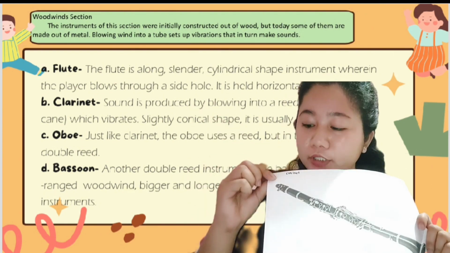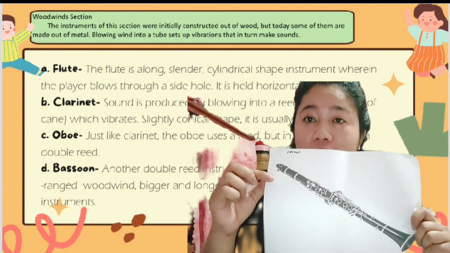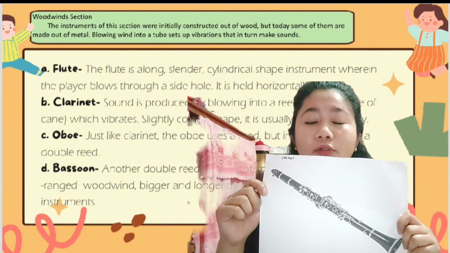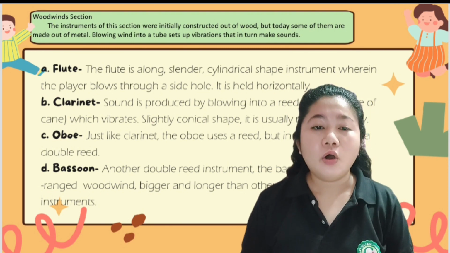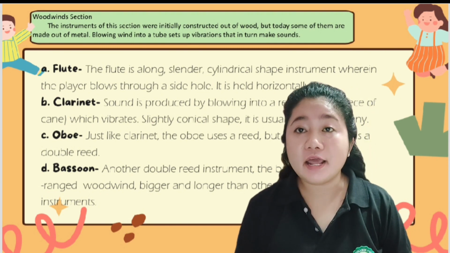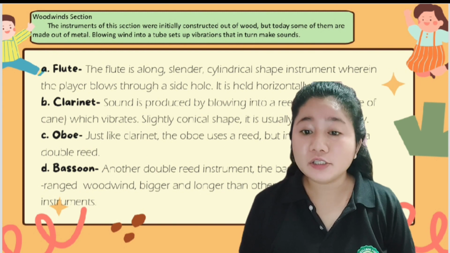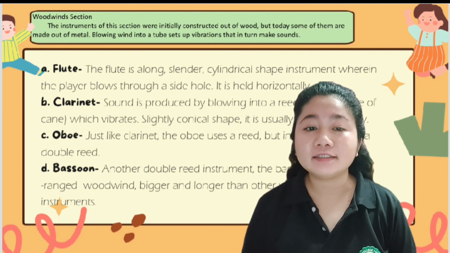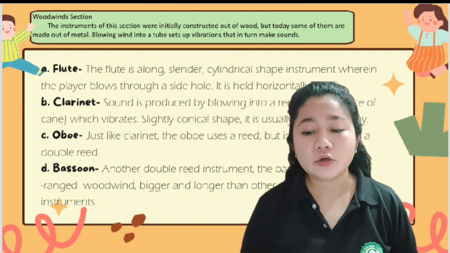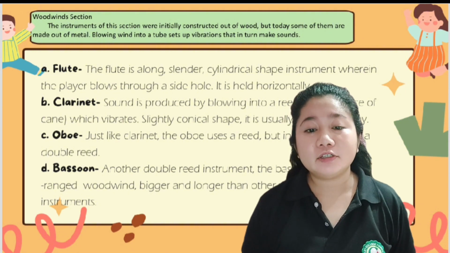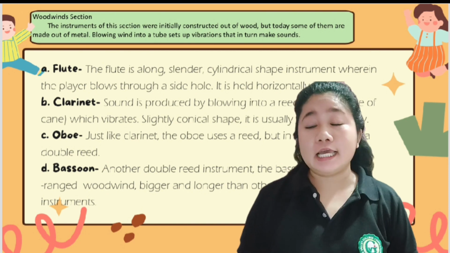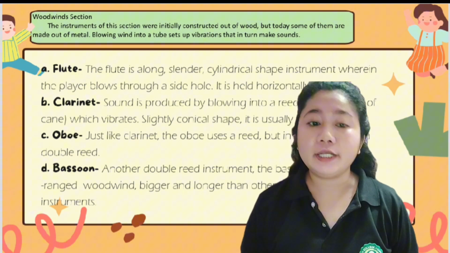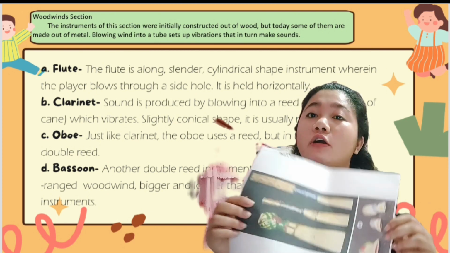Ayan siya. So, dito siya ginablow to create different sounds also. So, let's proceed now to the oboe. So, oboe, just like clarinet, but the oboe uses a reed also. But in this case, it has a double reed. So, si oboe na naman is the same lang siya na ginagamitan ng reed, pero in this case, ginagamitan na siya ng double reed. So, this is the picture of double reed.